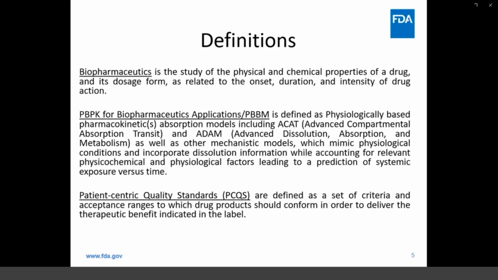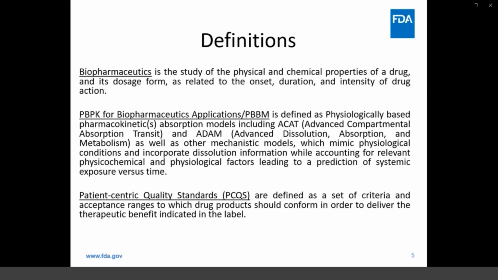PBPK for biopharmaceutics applications, also known as PBPM, is defined as physiologically based pharmacokinetic absorption models including advanced compartmental absorption transit and advanced dissolution, absorption, and metabolism, as well as other mechanistic models, which mimic physiological conditions, incorporate dissolution information, while accounting for relevant physicochemical and physiological factors leading to prediction of systemic exposure versus time.